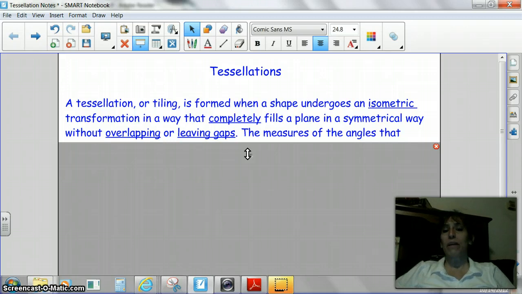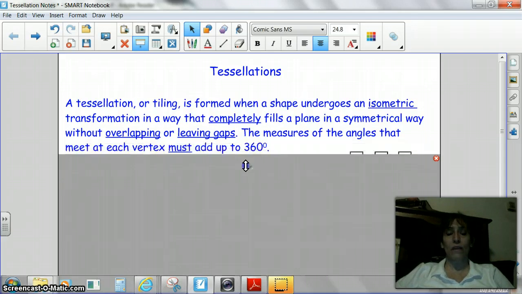Alright, and basically you just lay it out and you piece it together, and you cannot have any overlapping or any gaps. So it's kind of like putting a puzzle together, but it's the same figure just turned different ways. Alright, the measures of the angles that meet at each vertex must add up to 360 degrees. And let me show you some examples and tell you what that kind of looks like.